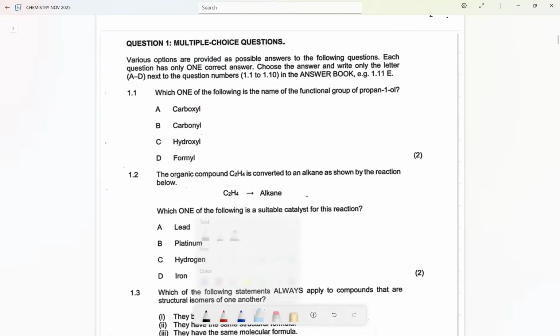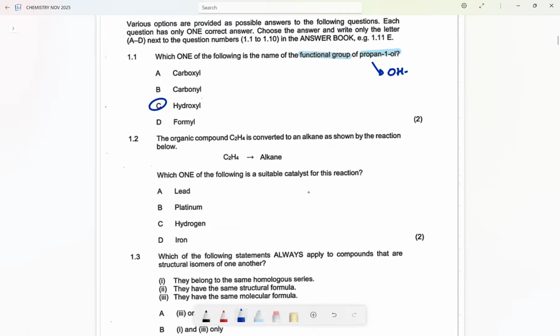So the first one says, which one of the following names is a functional group of propan-1-ol? Propan-1-ol is an alcohol. So the functional group of an alcohol is a hydroxyl group. Remember, an alcohol has the functional group OH, which is a hydroxyl group.